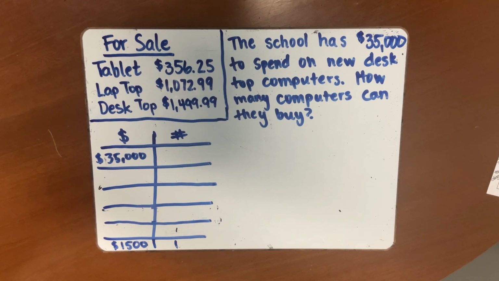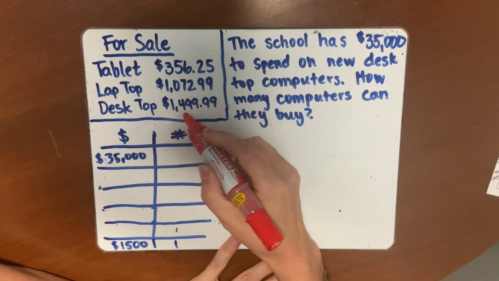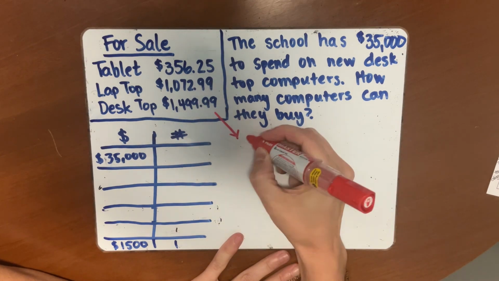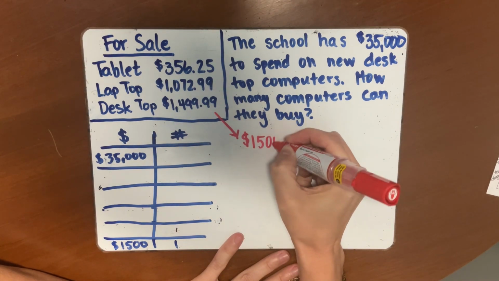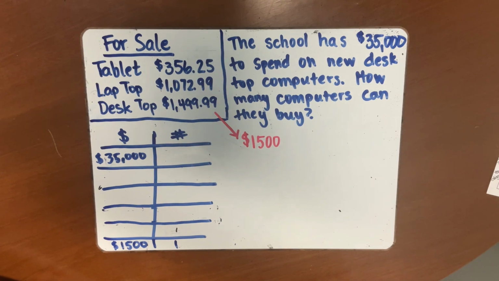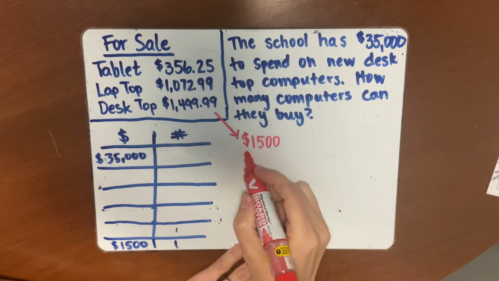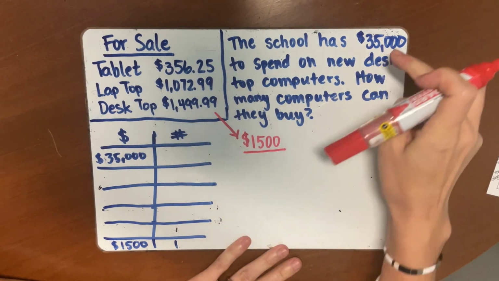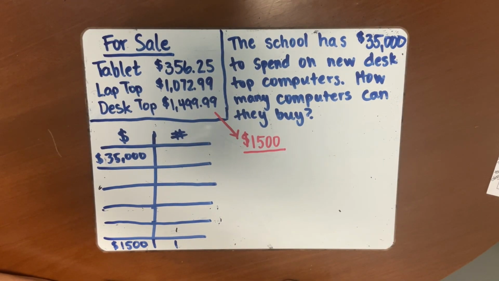So pause the video and talk about what might be some tips to make the calculations more efficient. Discuss now. Okay, let's share some of these things. I'm noticing that this number is 1 cent away from $1,500. That is a much easier number to work with. So one thing we might do is just use this amount to figure out what might be closest to 35,000. That will be my first step.